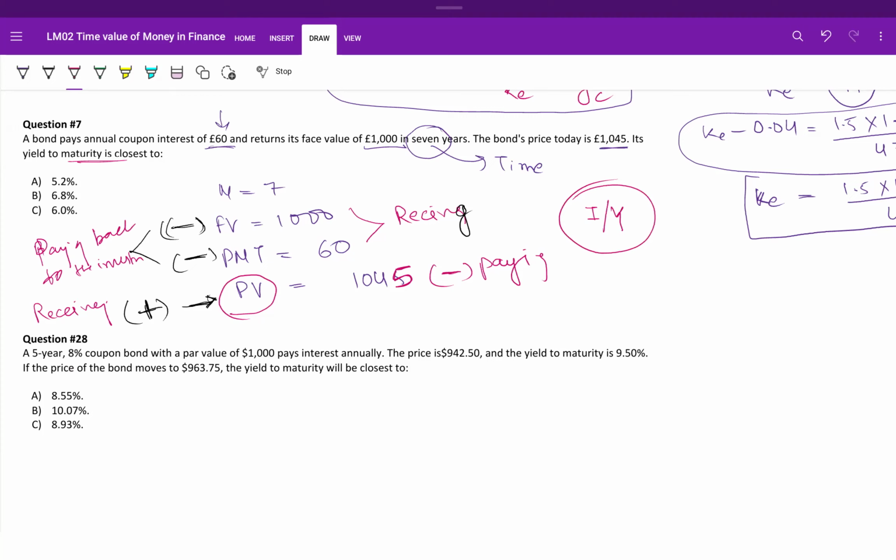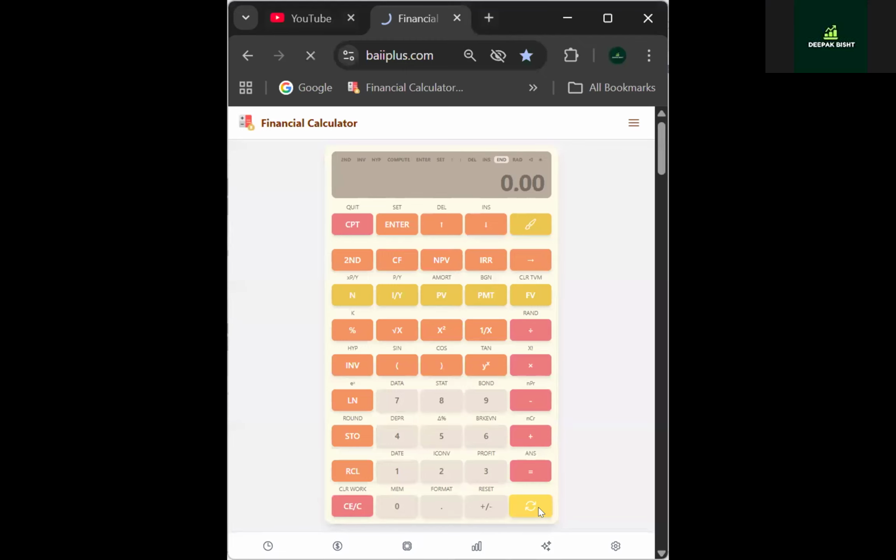Let me just share my screen quickly. Clear screen. Let me just refresh it for better. This is our future value, and the present value is okay. Let's just plug in coupon first. 60 is the PMT. 7 is the N. I/Y we actually have to calculate, and before that, just understand that I will be plugging 1045 as a negative number. This is the present value. Now compute I/Y.